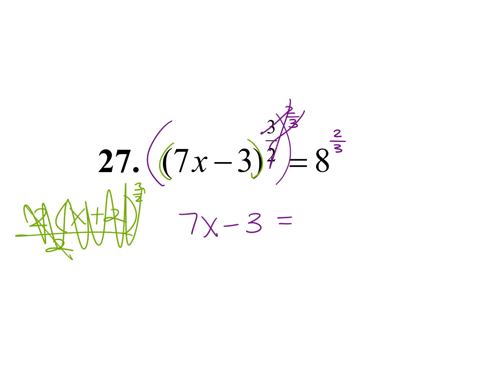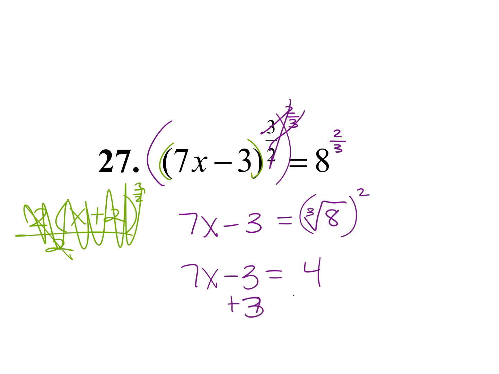If you like the process, do the process. This would be the cube root of 8 and then square it, right? What's the cube root of 8? 2. 2 squared is 4. Is this a plus or minus situation? No, we did not square root, right? We cube rooted. Cube roots do not do plus or minus. So we're going to add 3, which is going to get us 7. So 7x equals 7, divide by 7, so x is 1.